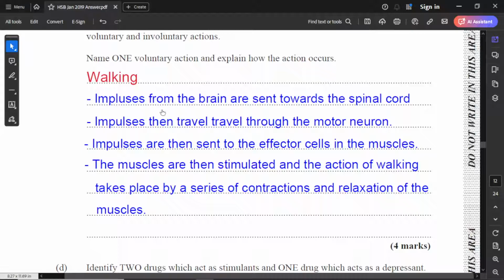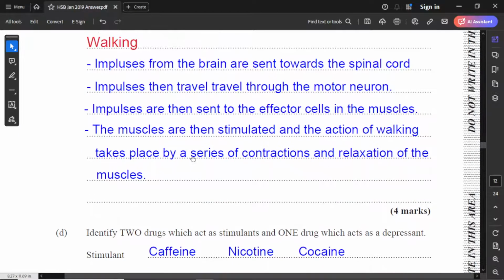Dancing. So impulses then travel through the motor neuron, and that is coming from the spinal cord, and then impulses are then sent to the effector cells in the muscles, and then the muscles are stimulated, and the action of walking takes place by a series of contractions and relaxations of the muscles. And so that's what takes place there. For 4 marks, that's an easy thing. Naming it is 1 mark, and then 3 points to explain how it passes through all the different neurons to the muscle to carry the action. That's your 3 marks right there.